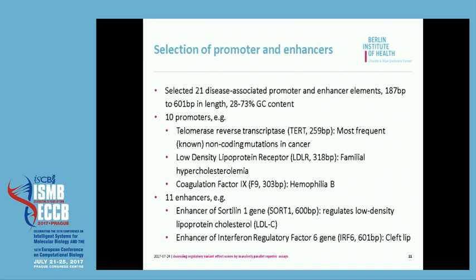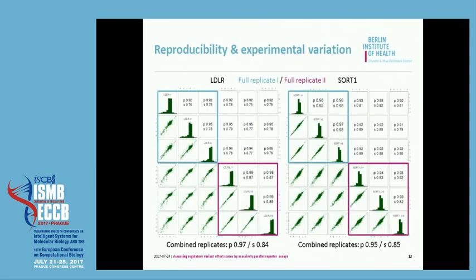So we actually looked at a total of 21 elements here with a length range of 187 to 601 base pairs and a rather broad GC content, in total 10 promoters and 11 enhancers. We usually did 3 replicates, so 3 transfection replicates with the same plasmid library. And for 2 of the elements that I'm showing you here, we're also doing complete replicates, where we are repeating the saturation mutagenesis experiment and generating a new plasmid library.